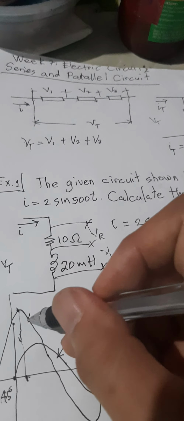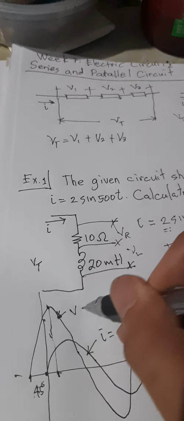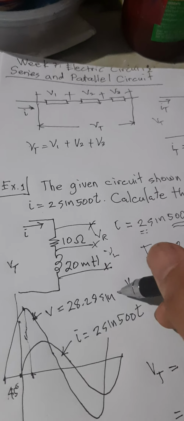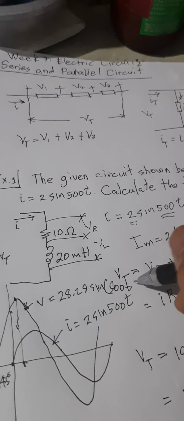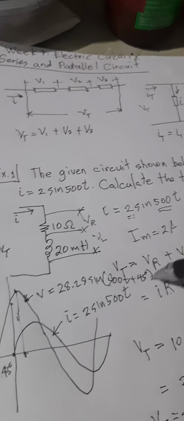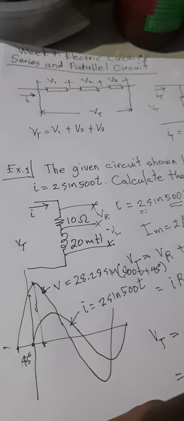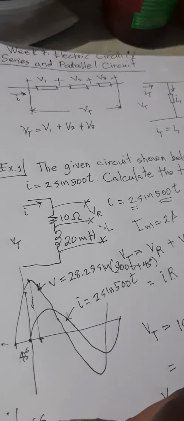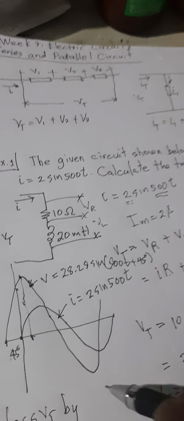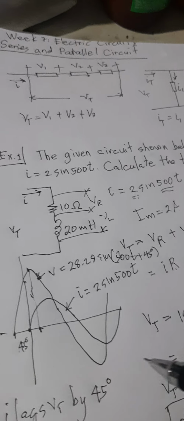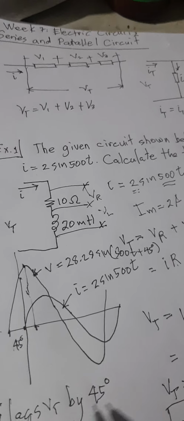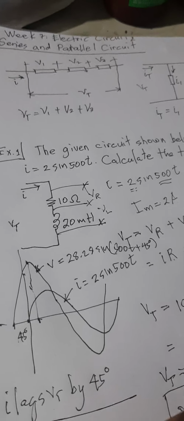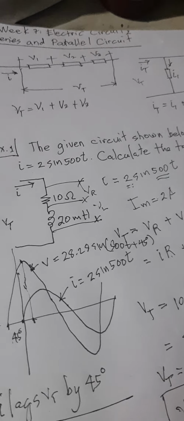Okay, ito na yung V equals 28.28 sine of 500t plus 45 degrees. Okay, mula dyan pwede natin sabihin na yung current lags Vt by 45 degrees. Kaya since I lags V by 45 degrees, the circuit is inductive.